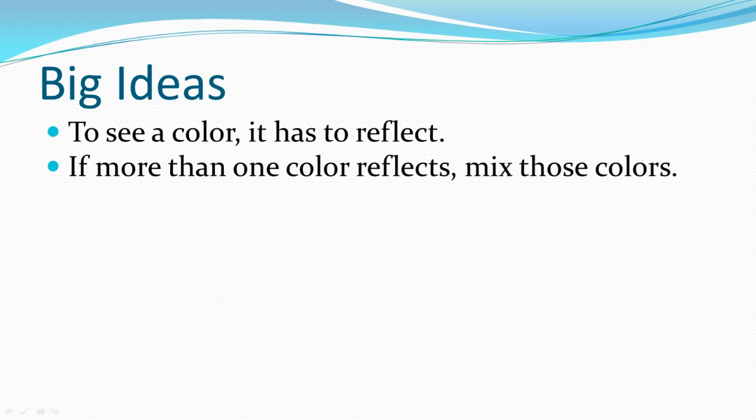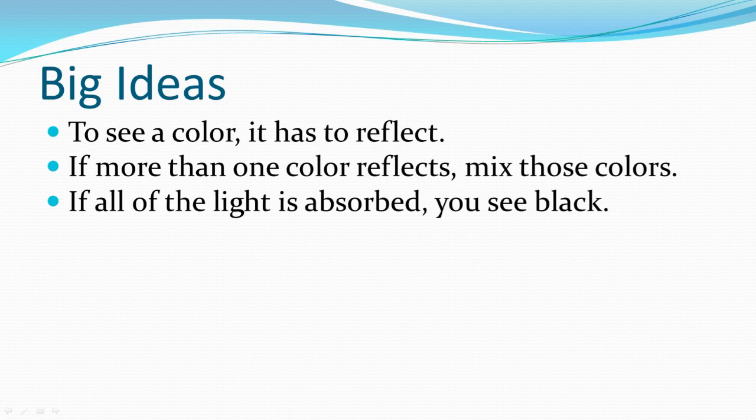So if more than one color reflects, I mix those colors. I see the color yellow because yellow is made with red and green. An object that reflects yellow reflects red and green light. If red and green are being reflected, blue is being absorbed. If all of the light is being absorbed, you see black.